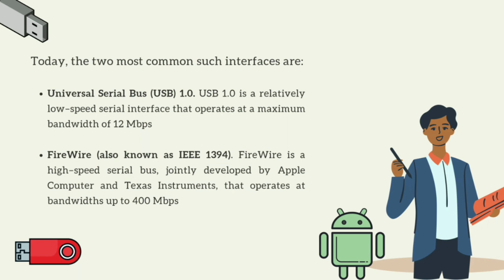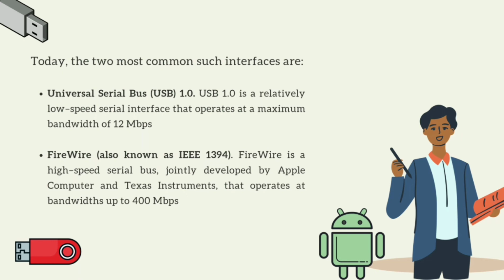USB 1.0 is a relatively low-speed serial interface that operates at a maximum bandwidth of 12 Mbps. It's primarily used for low-speed peripheral devices such as mice, keyboards or joysticks, but may also be used to attach printers, scanners, telephones, or some video devices to a computer. In networking, you most likely will find USB being used as an interface for wireless network adapters or as the attachment for cable or DSL modems.